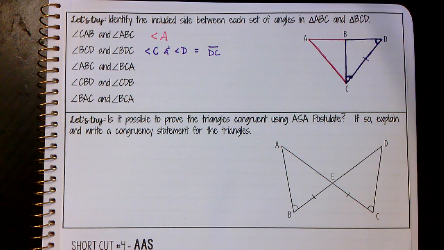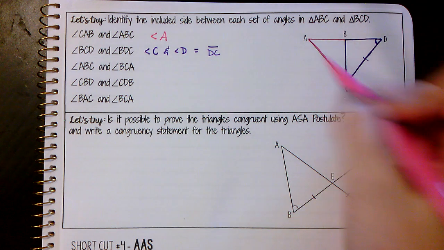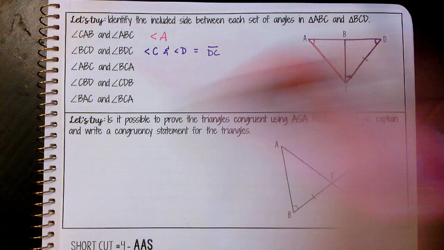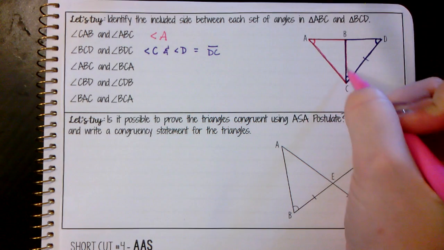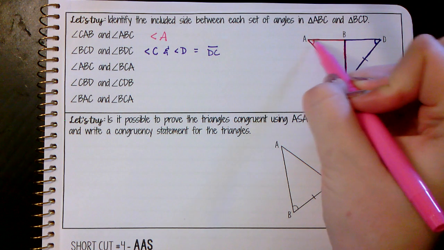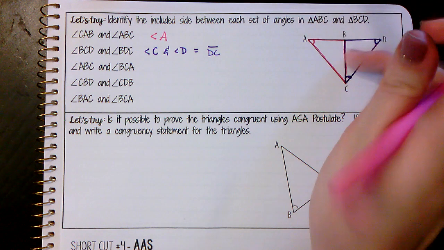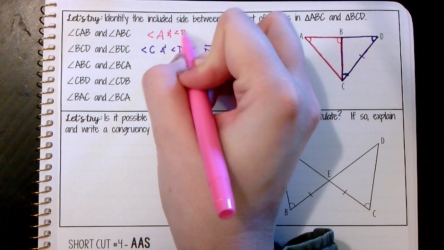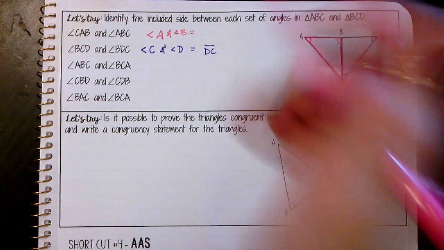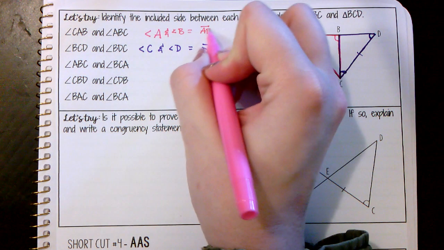Let me go back to number 1. I didn't finish that one. I did CAB, and that gave us angle A. And then I need to do ABC. So if I go from A to B to C, what angle is in between those two sides? And that's angle B. So between angle A and B, you have side AB.